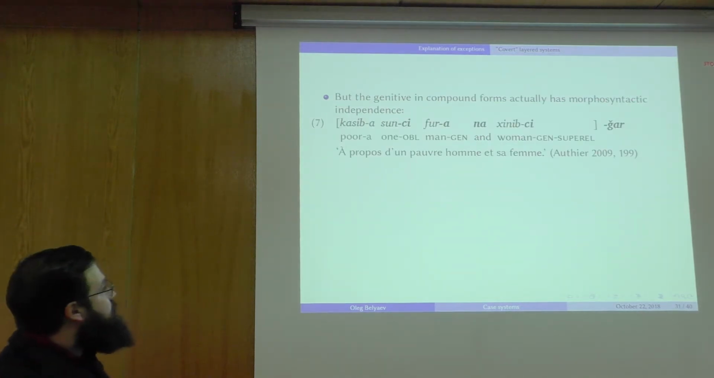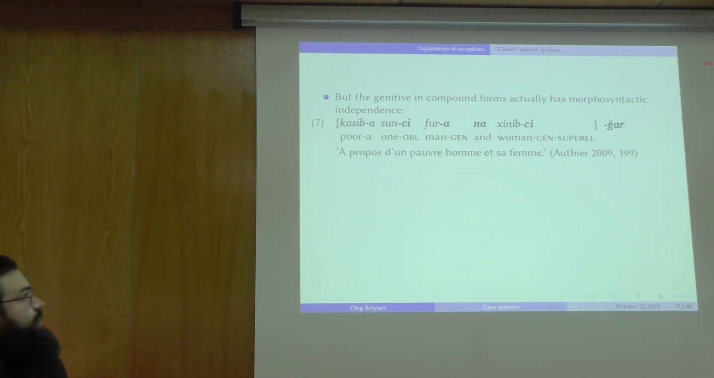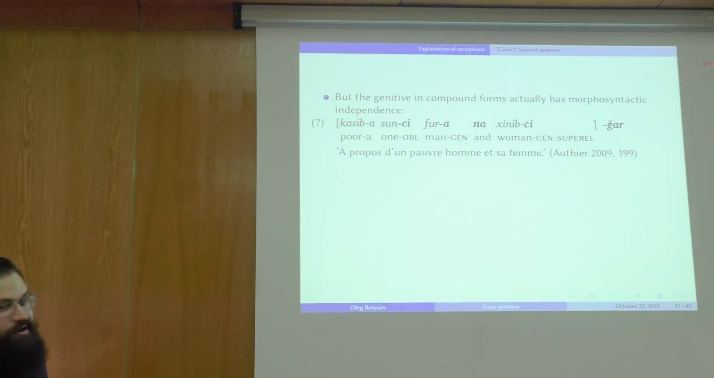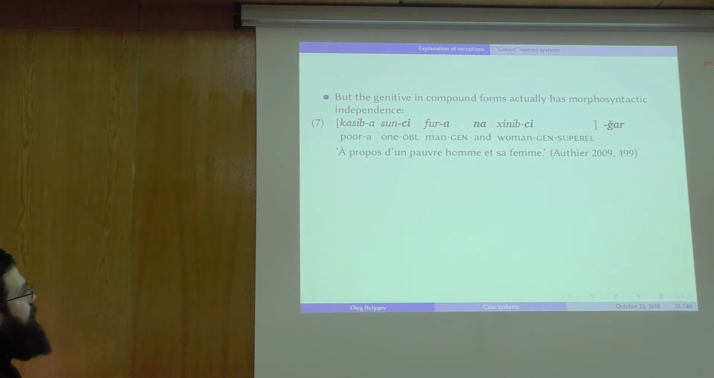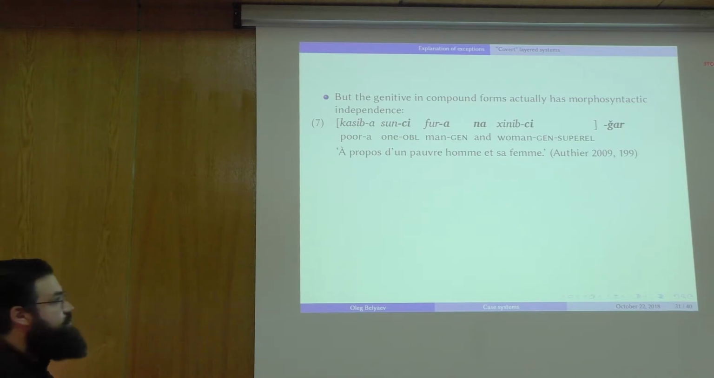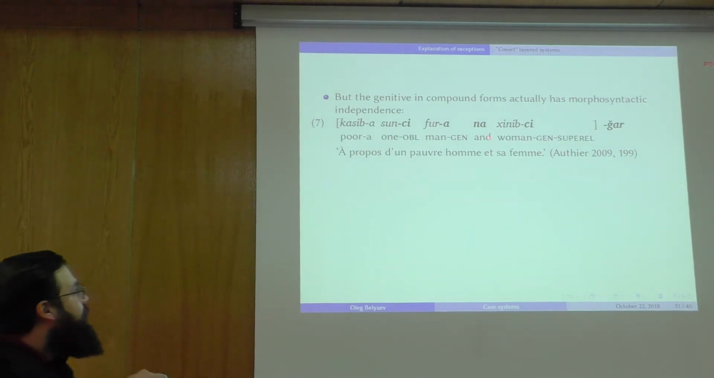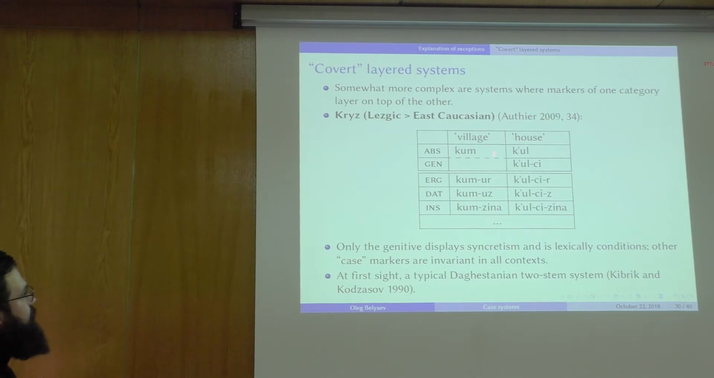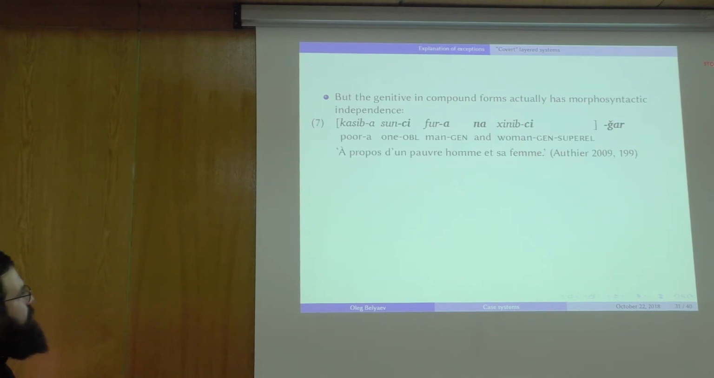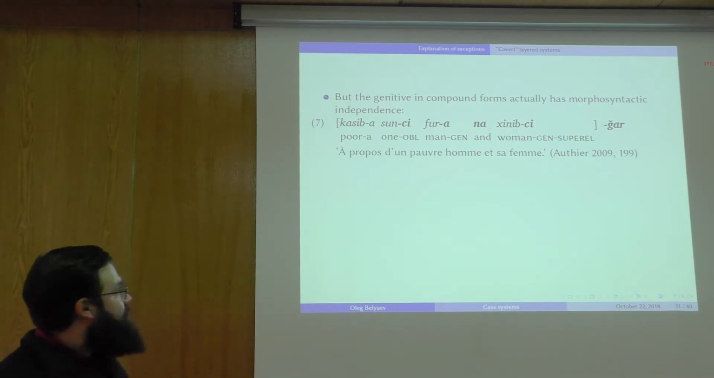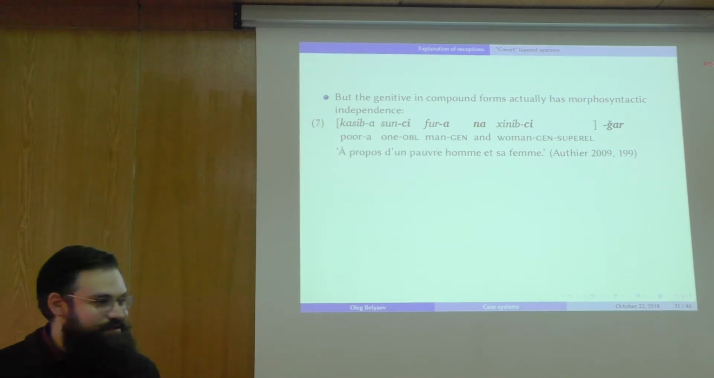But it turns out that the genitive in compound forms actually has morphosyntactic independence, as shown from coordination facts like this one, about a poor man and his wife. Here, the second level case marker, the locative case marker, is attached to the whole noun phrase, but the first conjunct stands in the oblique case. So the marker on which the chigar case marker is based actually is retained under coordination, right? So it would be something like chi rar, and here rar attaches to the whole phrase, but chi is repeated on both conjuncts, which shows that they are two different categories, which just are co-expressed in the same paradigm.